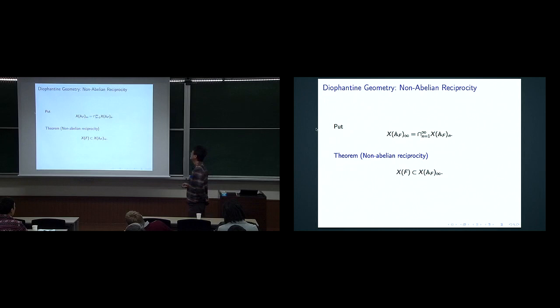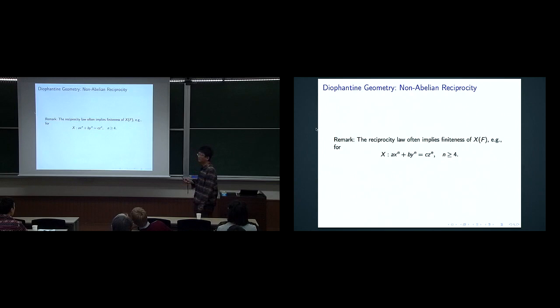Okay, so that's more or less the whole theorem. I don't have that much more to say, but I thought I'd show you a few examples to illustrate what you get out of this theorem. So here's a very brief side remark. The reciprocity law by itself often implies the finiteness of the global points. That is to say, different versions of the theorem of Faltings often follow automatically from the reciprocity.